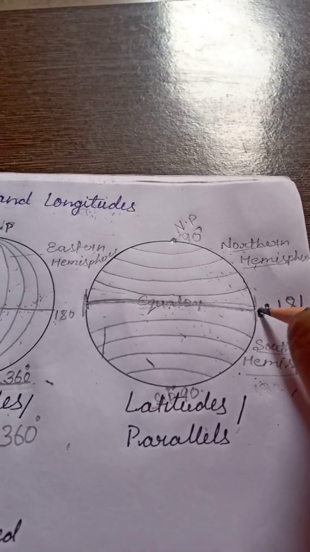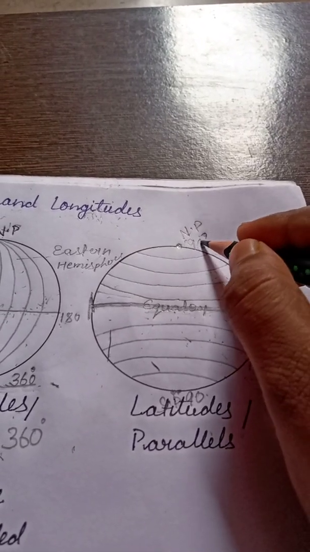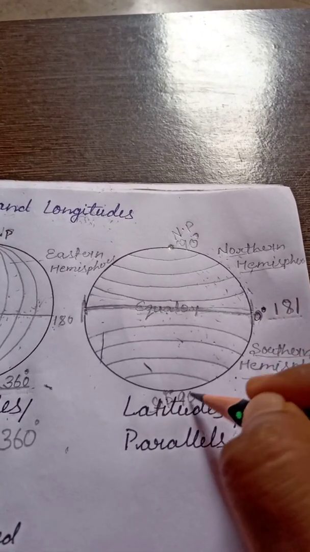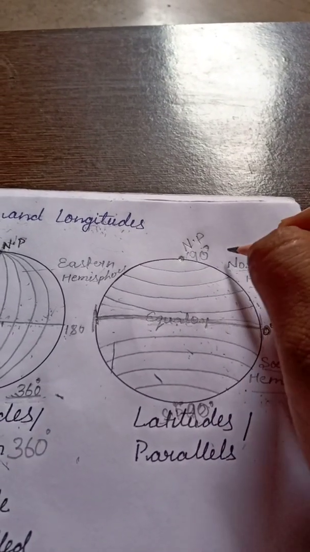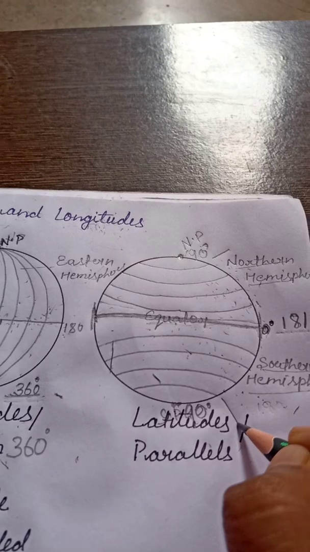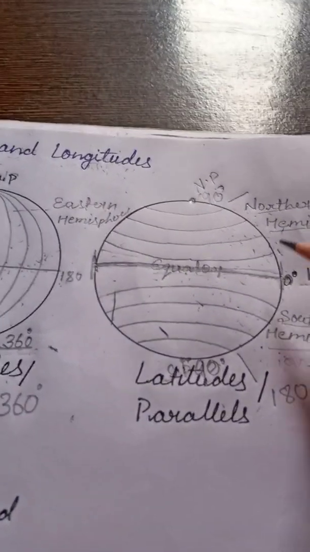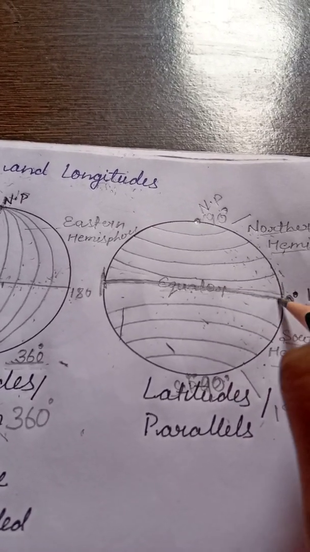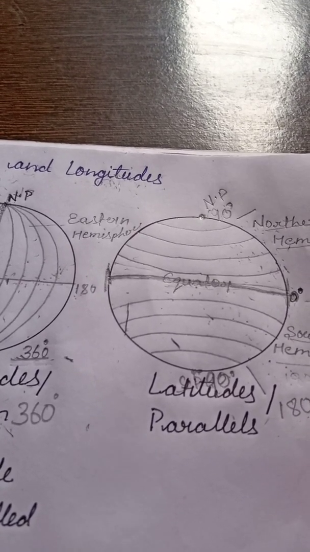Then we will go up to 1 degree, 2 degree, 3 degree, 4 degree, till 90 degree, and again on the south side from 0, 1 up to 90 I have written here. That means 90 lines on this side and 90 lines on this side will become 180. But one line is found at 0, so it will become 181 lines. Clear?